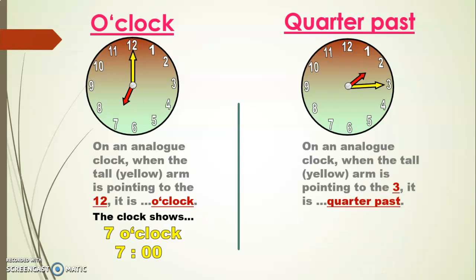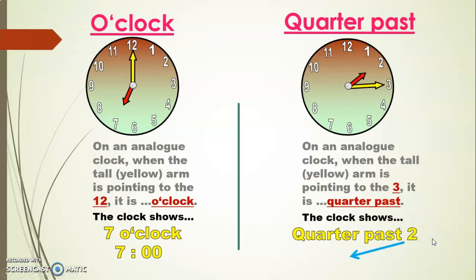On an analog clock, when the tall or the yellow arm is pointing to the 3, it's quarter past. So the clock shows quarter past 2. Why 2? Because my short arm, the hours arm, is pointing to 2. And in digits, we cross the hours with the minutes, and we can write it 2:15. The hour first, then the minutes, opposite to the analog clock.